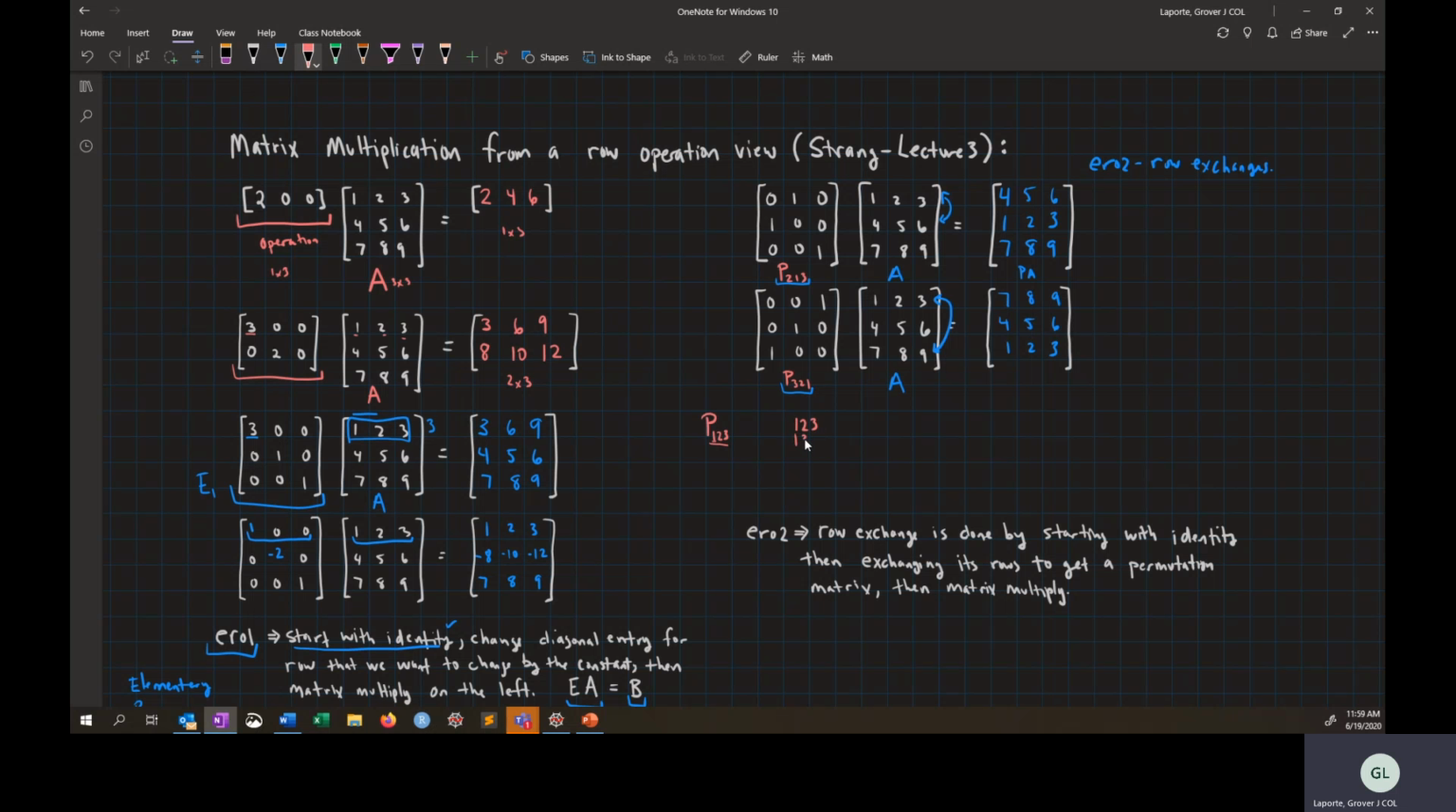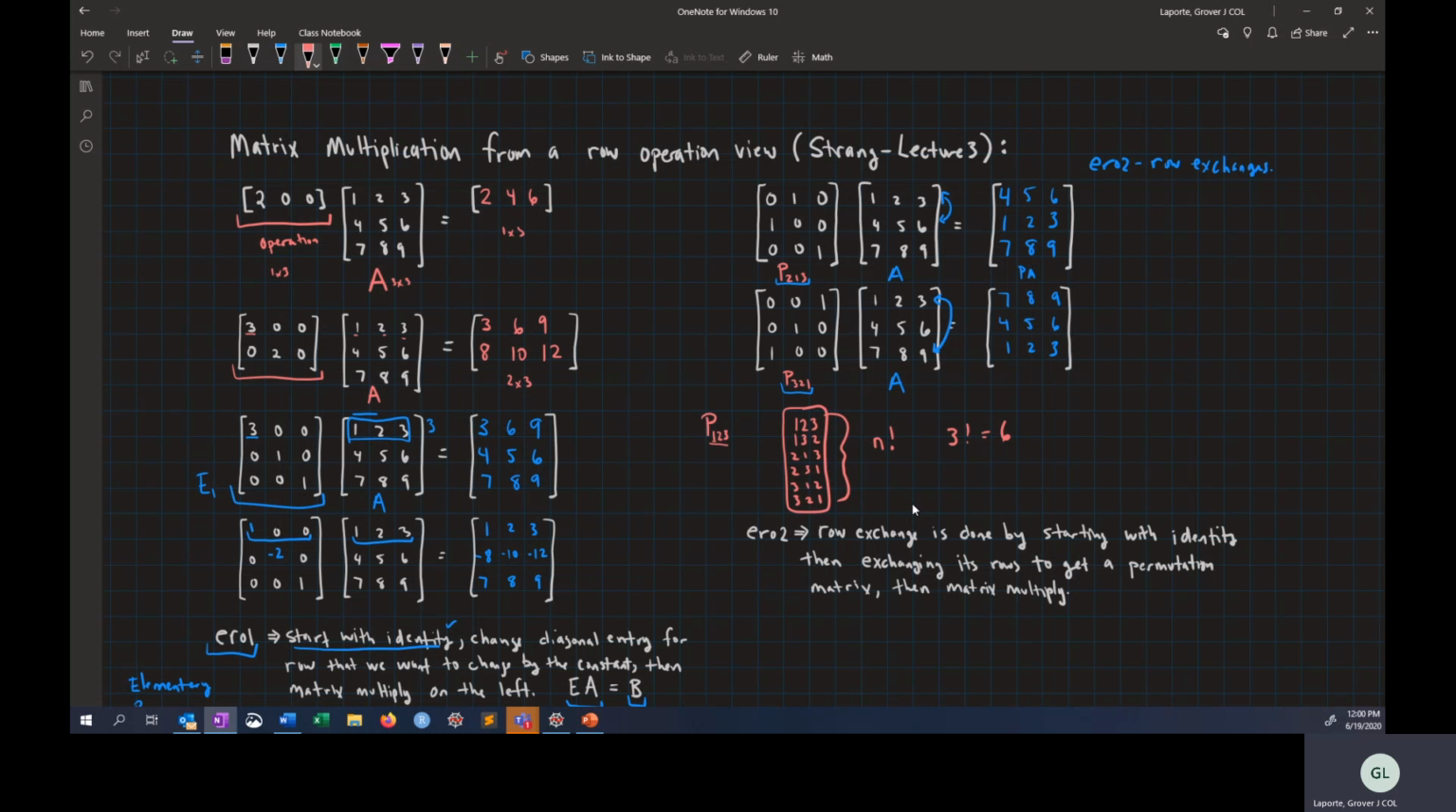Well, I have 1, 2, 3. I have 1, 3, 2. I have 2, 1, 3. I have 2, 3, 1, and I have 3, 1, 2, and 3, 2, 1. So just so you remember, it's just the number factorial. For example, this is a 3 by 3, so it's a 3. 3 factorial would be 6. So I have 6 different ways that I could exchange rows in a 3 by 3 matrix.